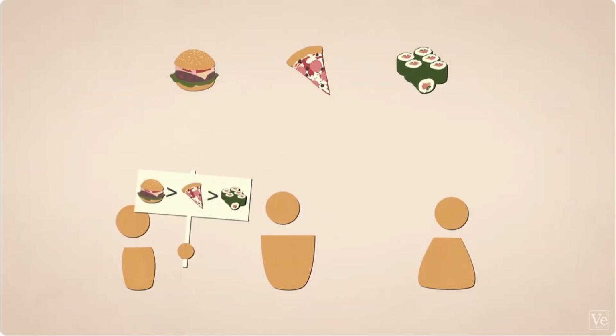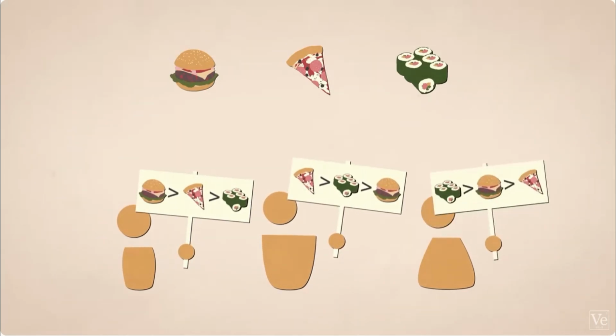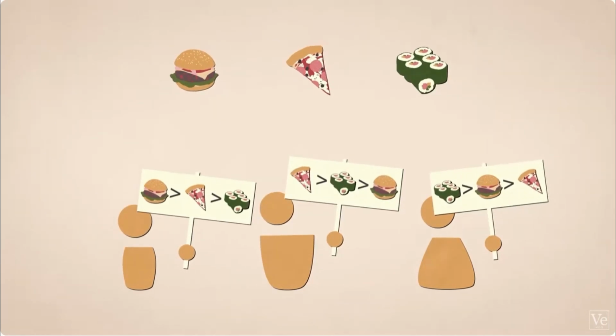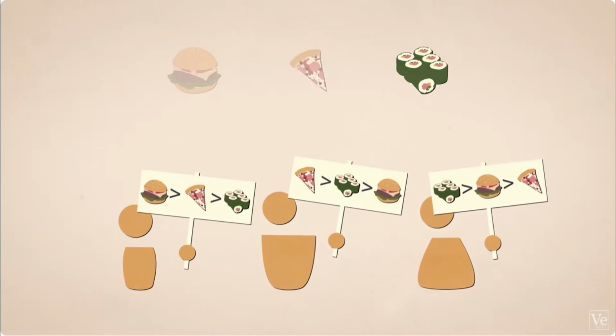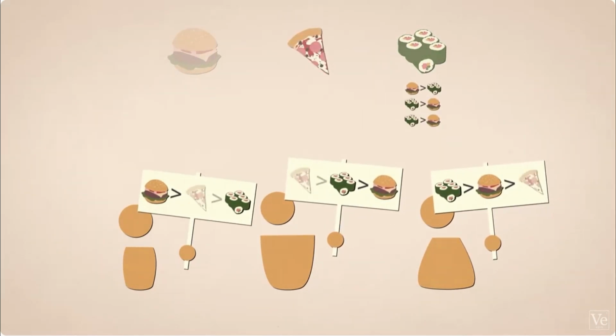Your second choice is pizza, and you put sushi last. Your friend prefers pizza, then sushi, then burgers, and your other friend prefers sushi, then burgers, then pizza. Now, if you choose burgers, it can be argued that sushi should have won instead, since two of you prefer sushi over burgers and only one prefers burgers to sushi.